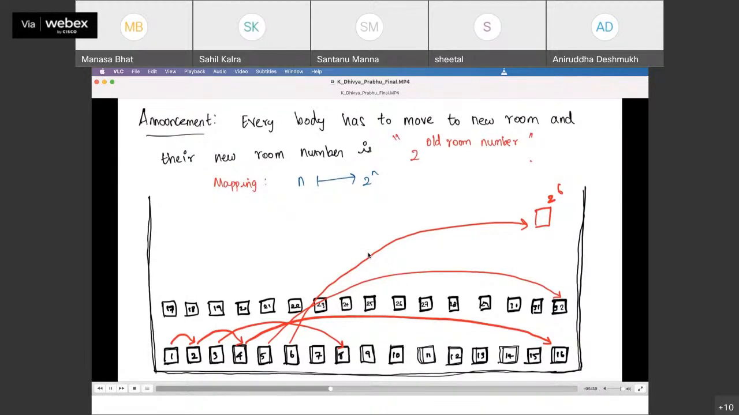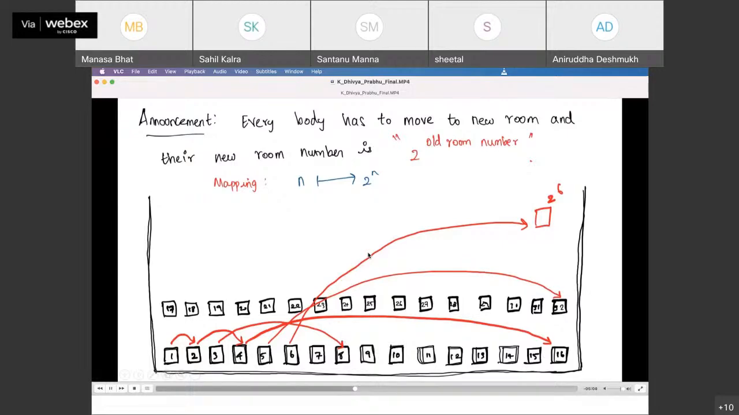For that, he is going to make an announcement that people living in the hotel have to change their rooms, but their new room number is 2 power the old room number. That is the mapping: people living in nth room have to shift to room 2 power n. In a simple case, people living in the first room shift to the second room. People in the second room shift to the fourth room. People in the third room shift to 2 power 3, which is 8. People in the fourth room shift to 2 power 4, that is 16. People in the fifth room shift to 2 power 5, that is 32, and so on.